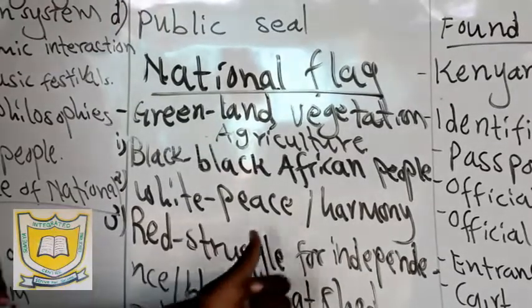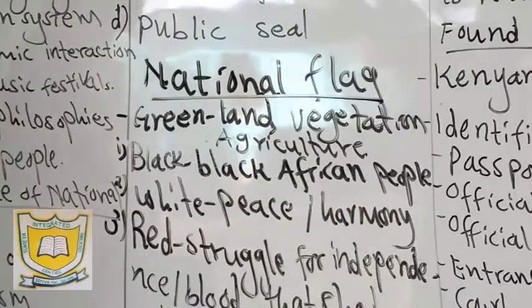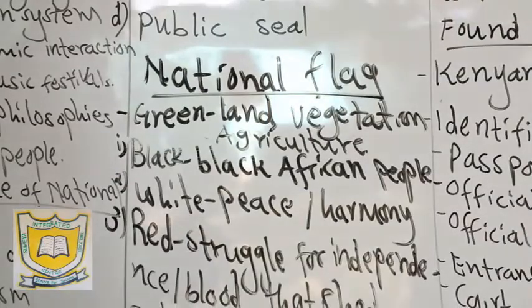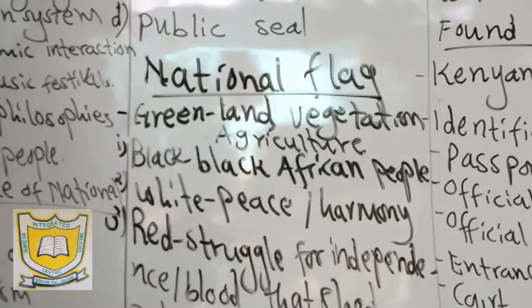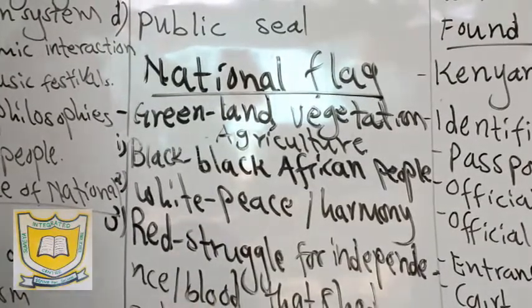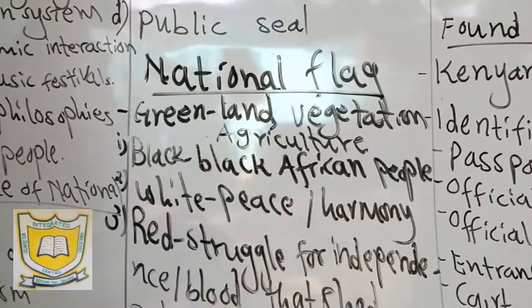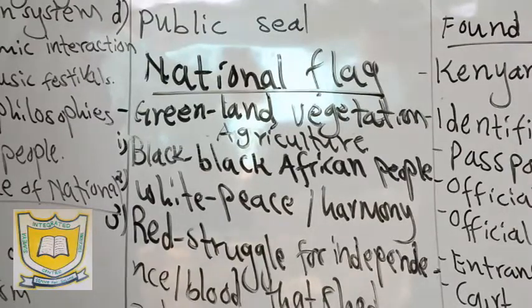Then we have white. White represents peace and harmony, because Kenyans, we have seen, Kenya is a peaceful country. We live in peace and harmony. That's why we are talking about the white color on the national flag. It represents peace and harmony where people live without fighting or quarreling.